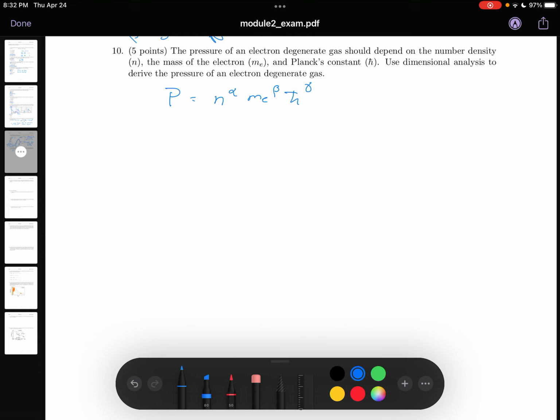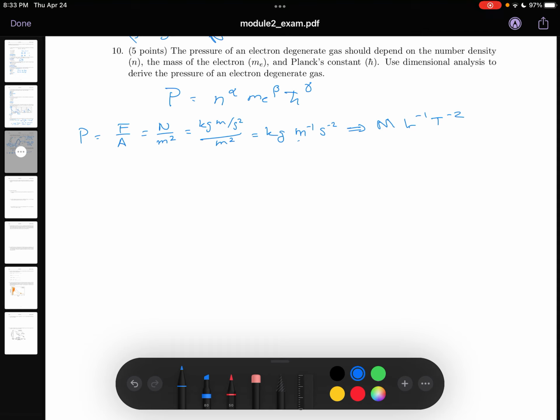Okay, so then let's look at the units for each of these. So we have pressure is force per area. So this is a Newton per meter squared. And a Newton is a kilogram meter per second squared. I'm going to divide by meter squared. So I get a kilogram meter to the -1, second to the -2. So my dimensions, kilogram goes to mass, meters goes to length, and seconds goes to time.